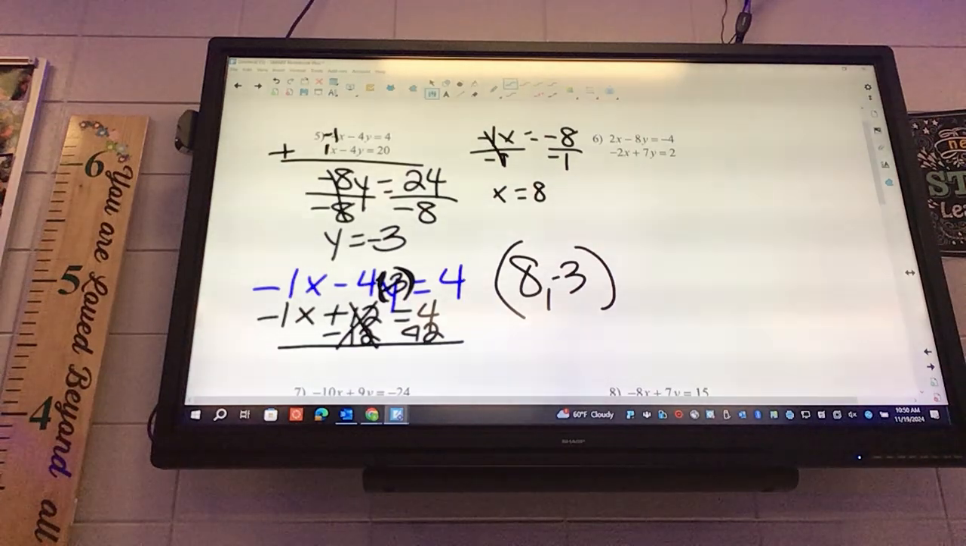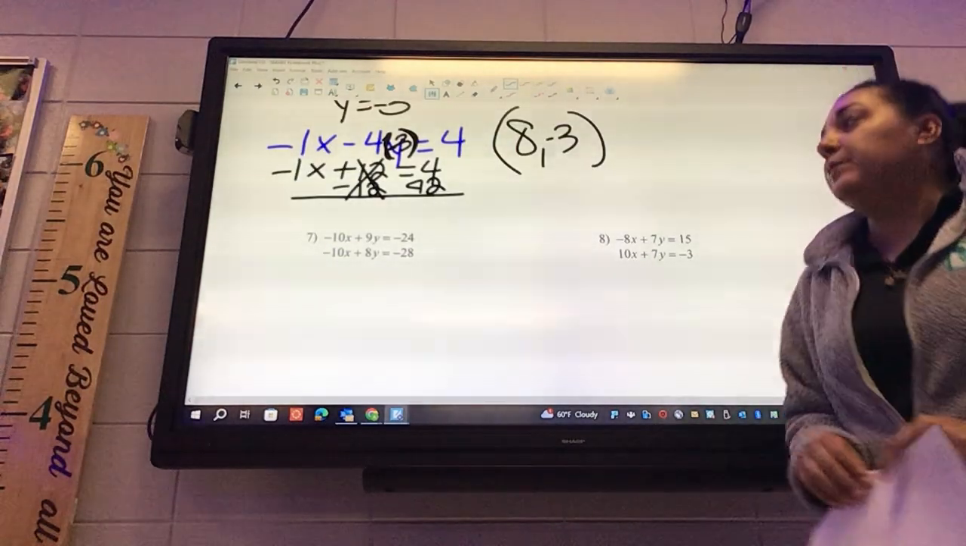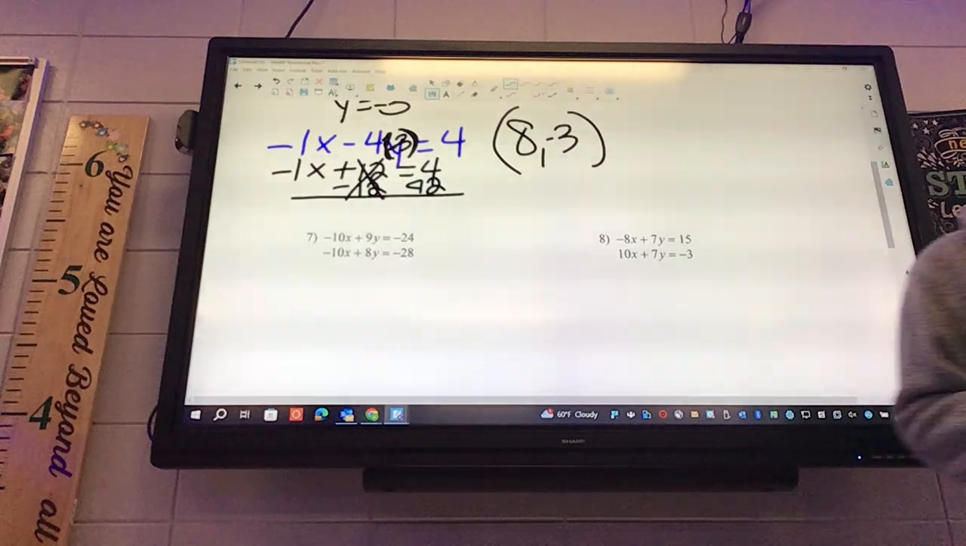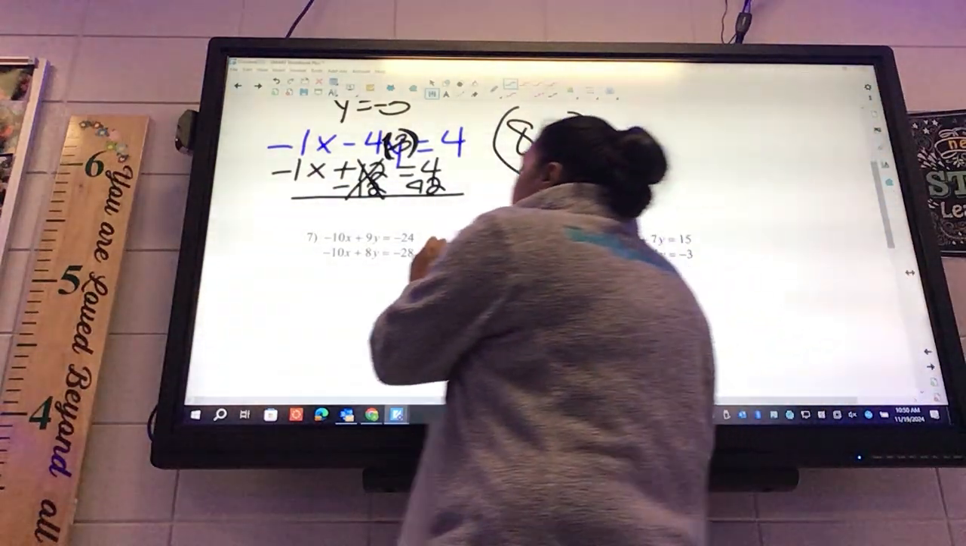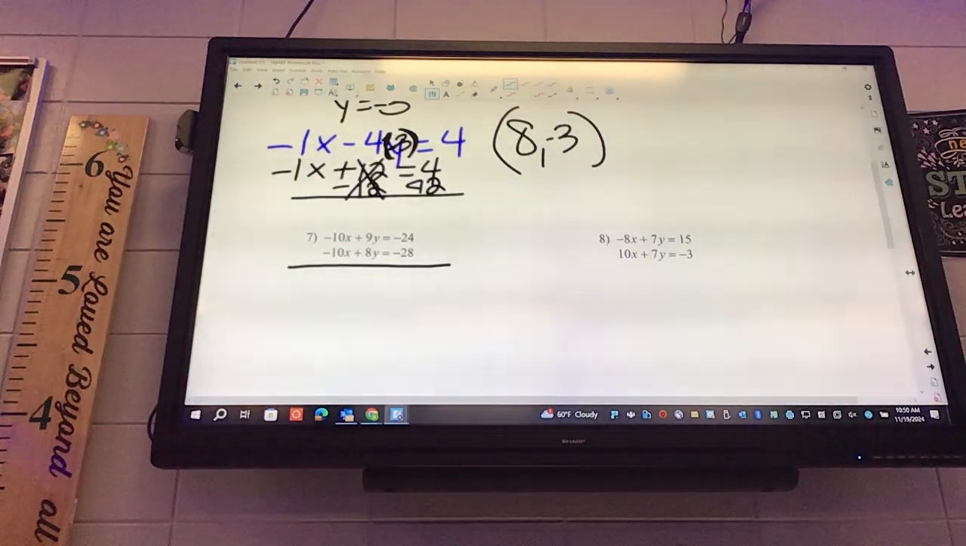Okay, number 7. What's going to cancel, the x's or the y's? The x's. How do we know it's the x's? They're the same number. Now, are they the same sign or different signs? Same sign. So that means we're going to subtract them. Now, here's how we do the subtraction. There are 2 ways to do it, and I don't really have a preference either way.